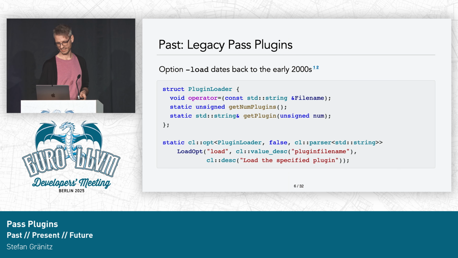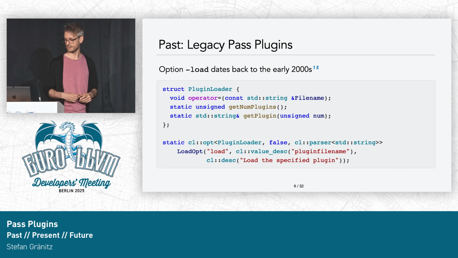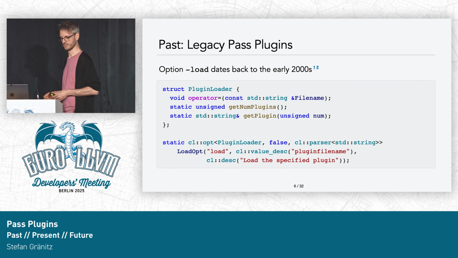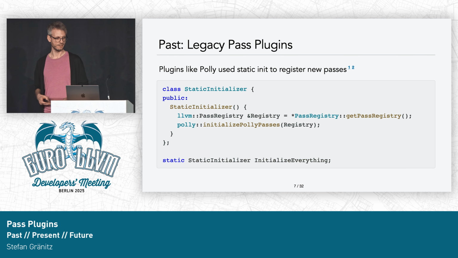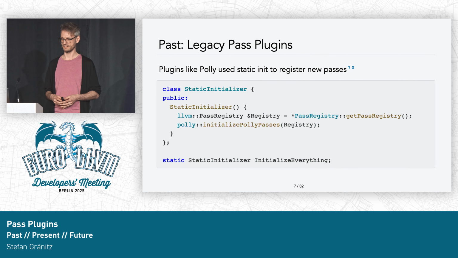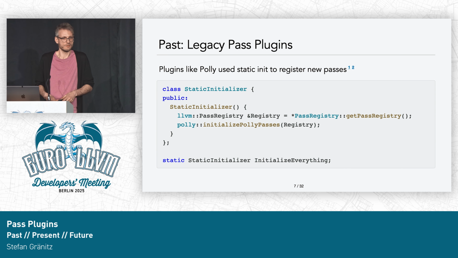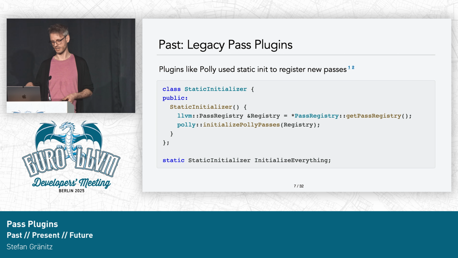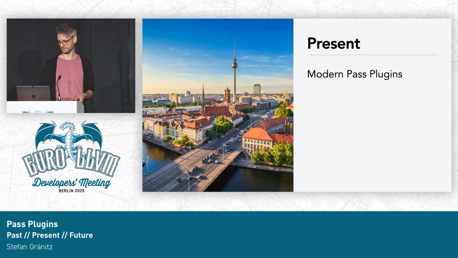I don't know. Anyway, in the past, we had legacy pass plugins, and they work with the legacy pass manager. And we used the -load option to dlopen them, basically, and then each such plugin had a static initializer that takes the pass registry and adds its own passes. Polly was always the public reference implementation, I believe, and we see here how Polly did that. That is nice and simple, but it has two downsides. The pass registry had to be a global static instance, and plugins kind of sneaked in their passes without actual cooperation with the tools, and that causes all kinds of problems.